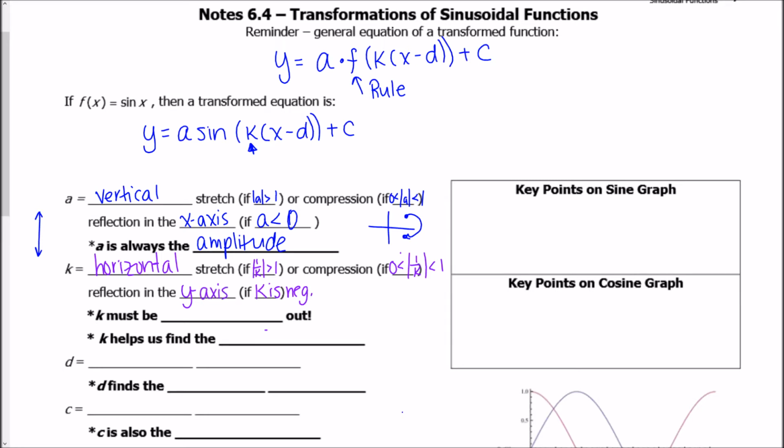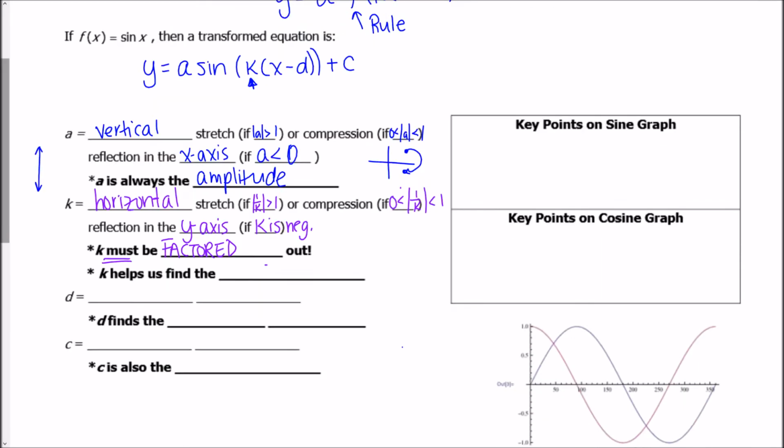Okay, k must be factored out. Some of you are still forgetting to do that. It's really important that you factor that k out, okay? Because otherwise the d value is going to be incorrect, okay? And k also helps us to find the period, and we'll talk about that shortly.